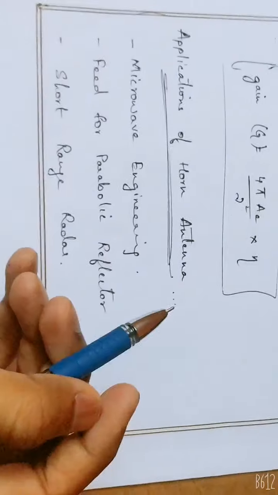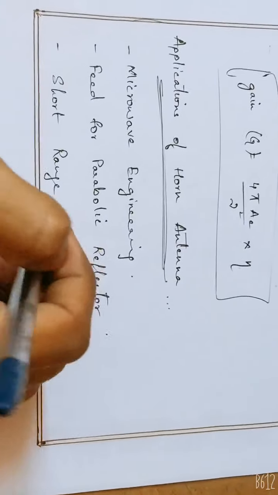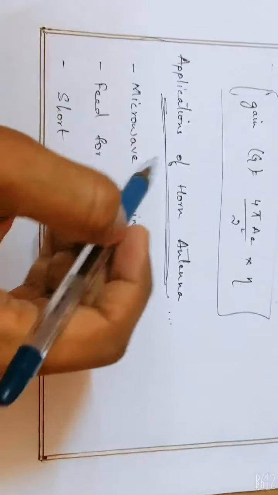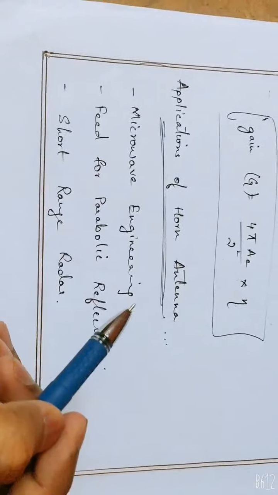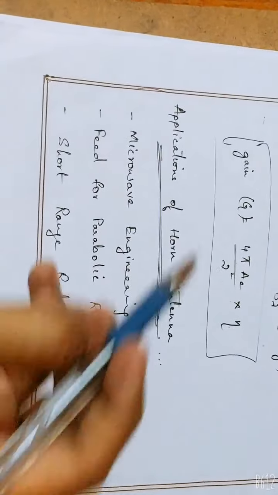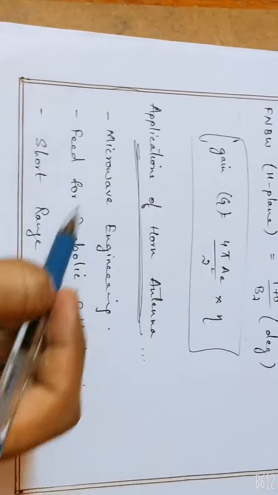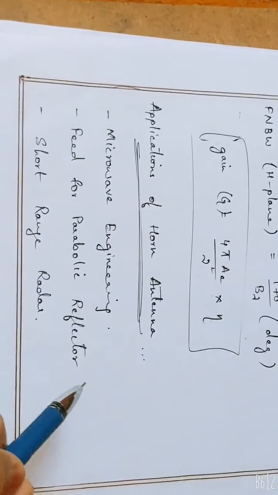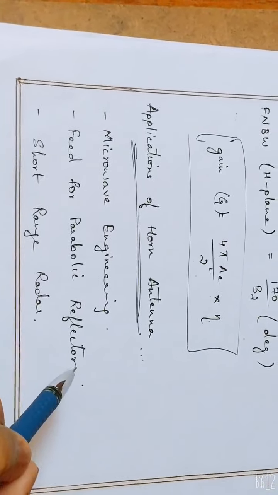Now I am going to conclude this session with the last subheading, that is applications of the horn antenna. Horn antennas are basically used in microwave engineering, as a feed for parabolic reflectors, and in short range radar.